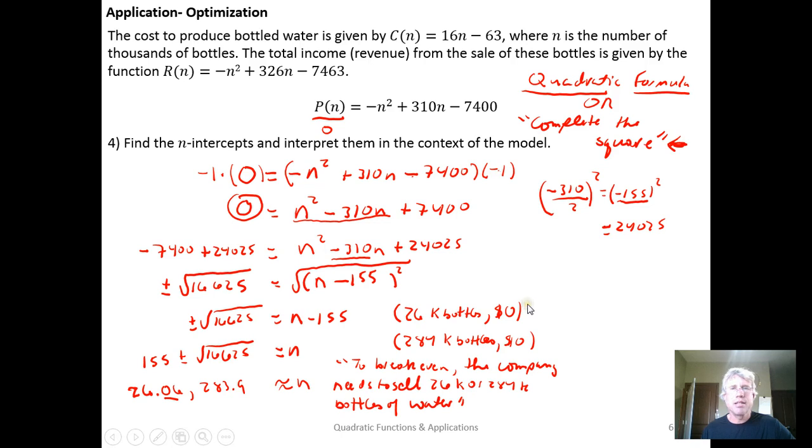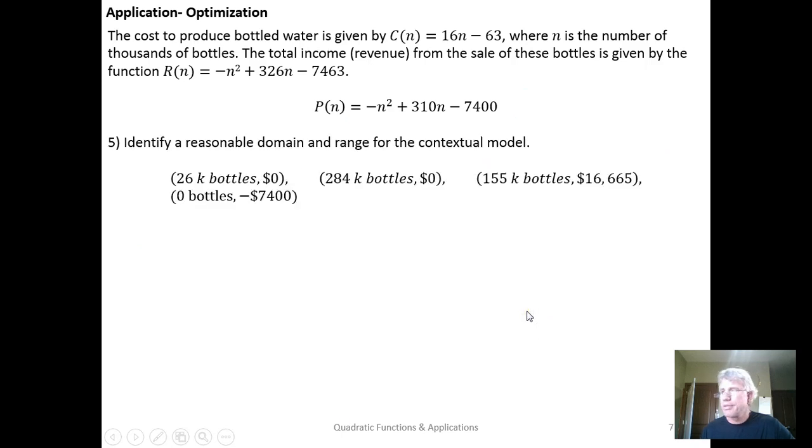Okay, so the last thing that we can do is identify a reasonable domain and range for the contextual model. In other words, what is a contextual domain and range? And this is something that we've dealt with in the past, but we're going to go ahead and deal with it again. So the idea would be the intercepts and vertices, the vertex, the two n-intercepts, the p-intercepts. These are all key things to think about when you're trying to identify domain and range of a contextual model.